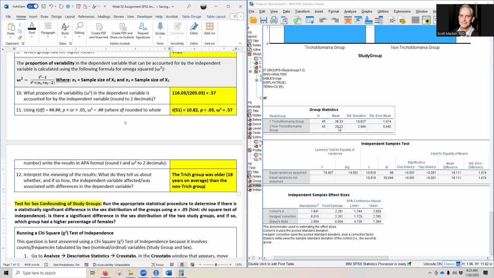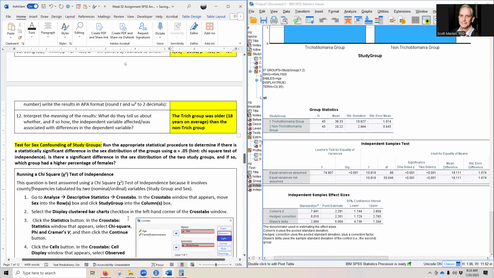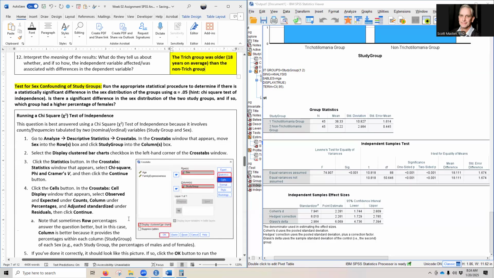Well, statistically significant. There's their average ages. So because it's significant, we know these two ages are significantly different. Who's older? Who's got the higher mean? Well, the trick group was 38, non-trick 20. You could have put the two means, said the trick group is 38.33 on average versus the non-trick group is 20.22. Whatever. I just chose to use this mean difference and say they're 18 years apart. The trick group was older, 18 years on average, than the non-trick group. So age differs between those with and without trick.